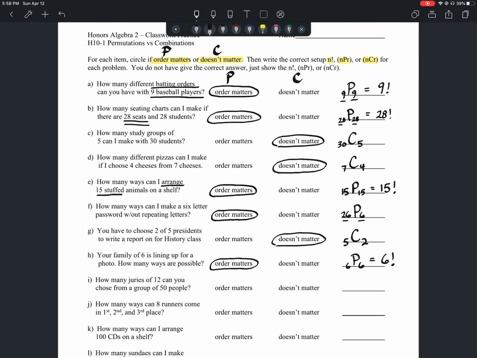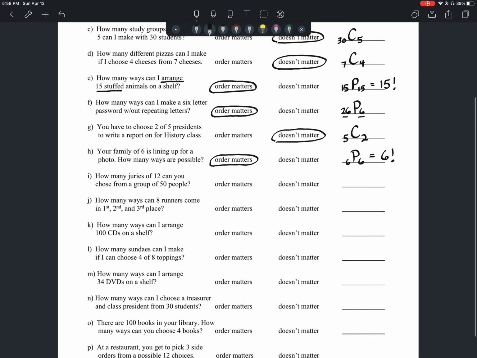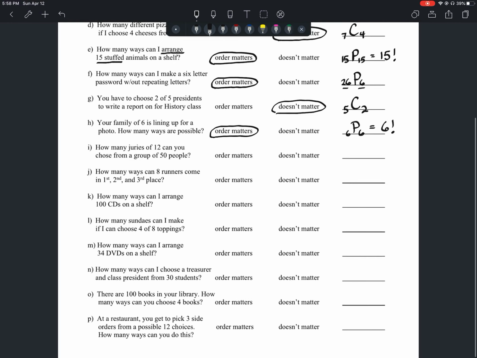Letter I. How many juries of 12 can you choose from a group of 50 people? Oops, that's a little typo right there, but it's okay. So we're just looking for groups of 12. It doesn't really matter in order. They don't have specific roles. We're just looking for groups of 12. So it doesn't matter. It's a combination. We have 50 to choose from, and we're choosing 12.